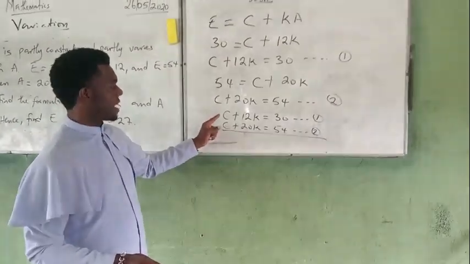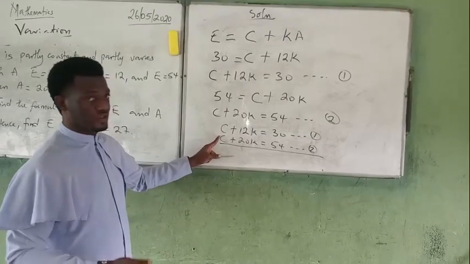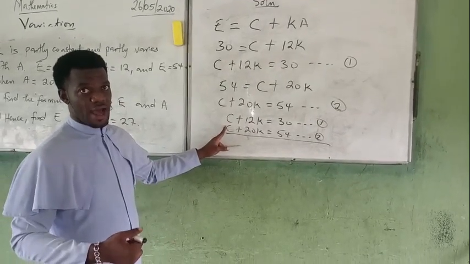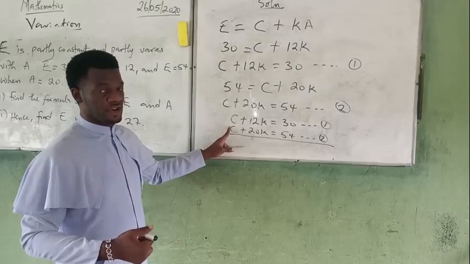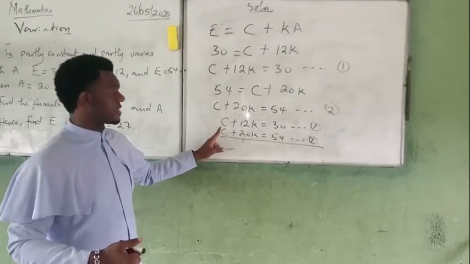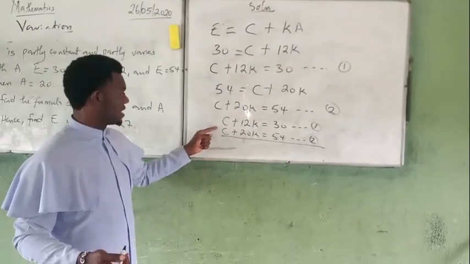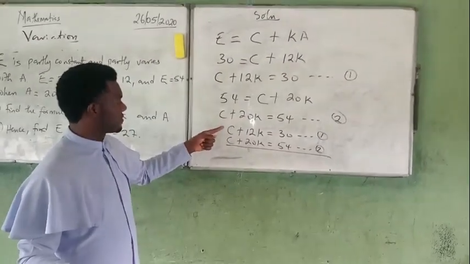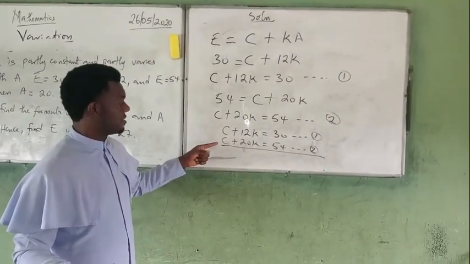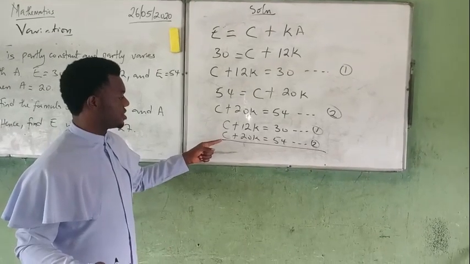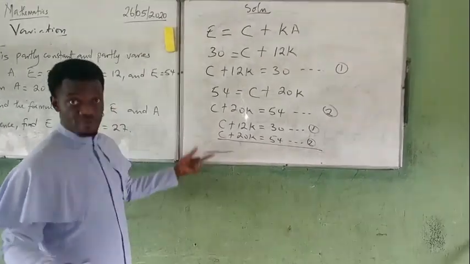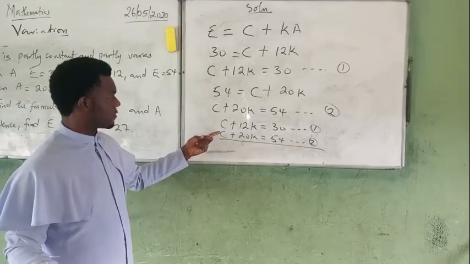Two equations, equation 1 and equation 2, have the same coefficient of the constant C. So we can easily use the method of elimination to eliminate C. Since C and C have the same coefficient, we subtract, in order to eliminate C.